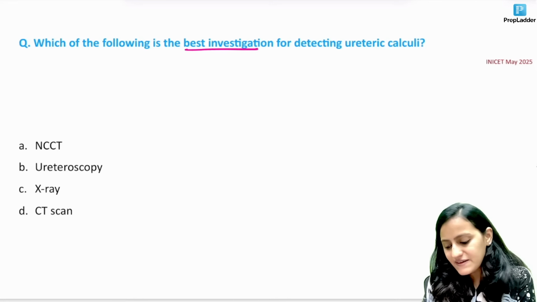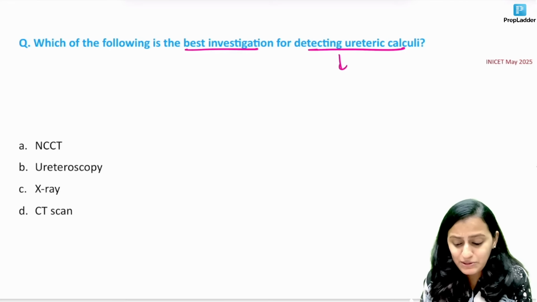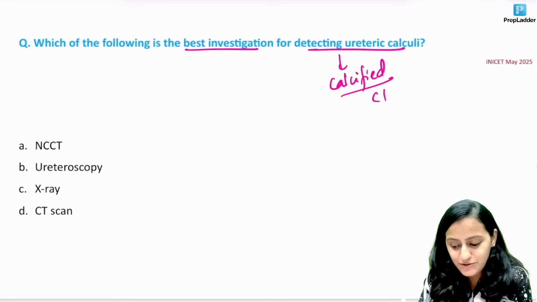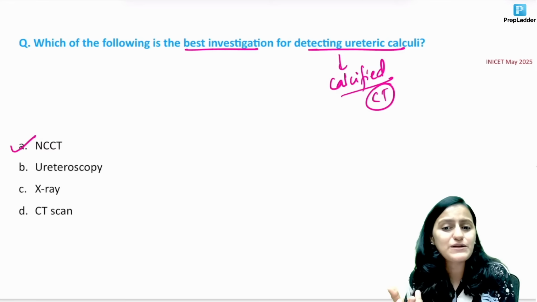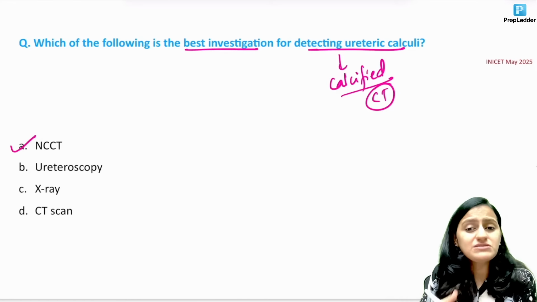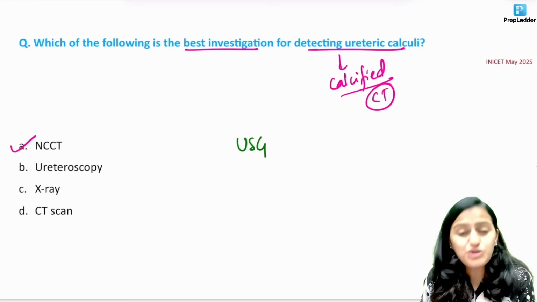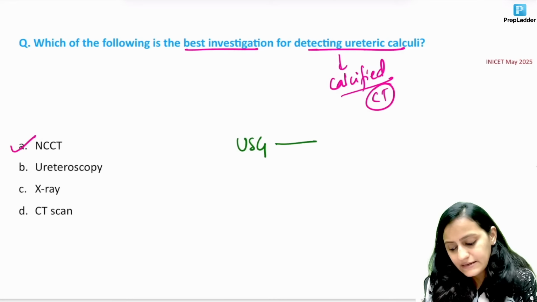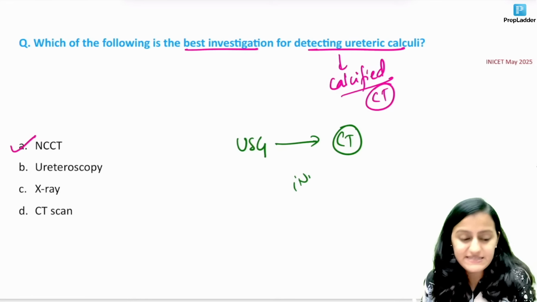Next one, best investigation for ureteric calculi, examiner's favorite, because these calculi are calcified calculi, so you go for CT. Remember NC-CT because calcification appears white on NC-CT, so you will go for CT. One of the recent exam question, like how will you approach any patient of acute abdomen? First, you do USG because it is fast, easily available, right? And then if needed, then you can follow it up with CT. So that was asked in the recent INI-CET exam.